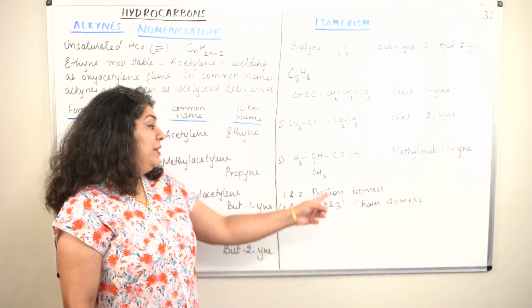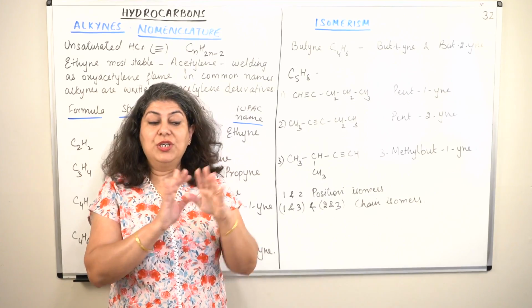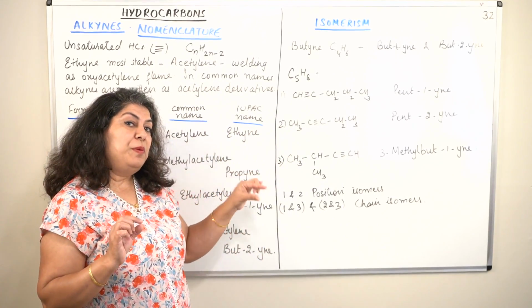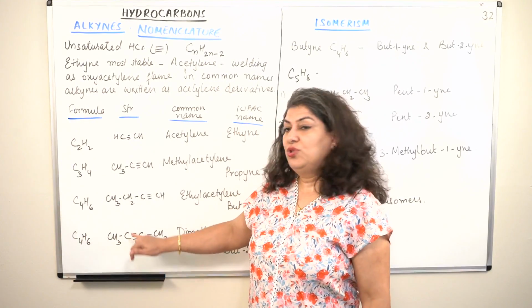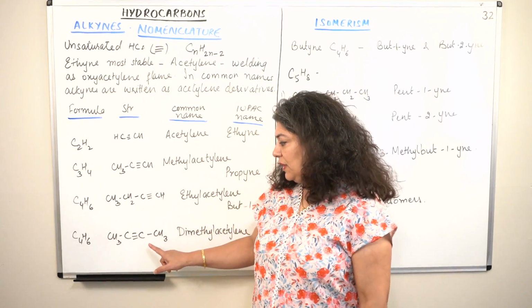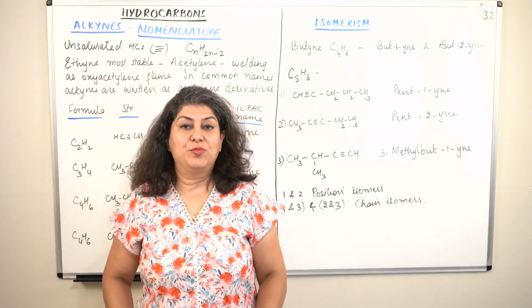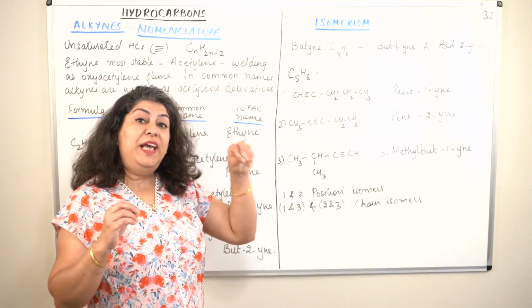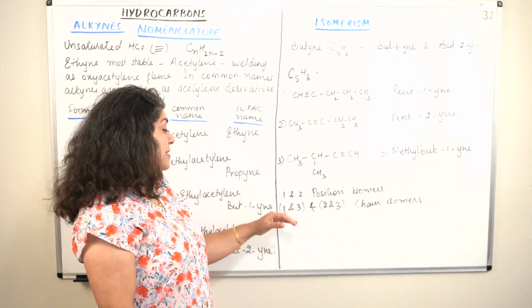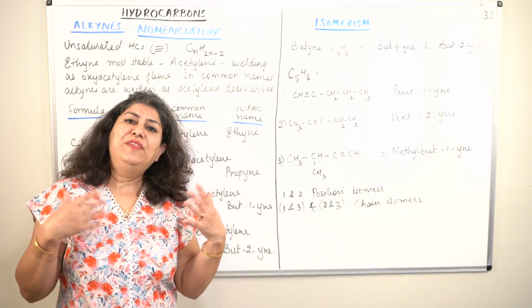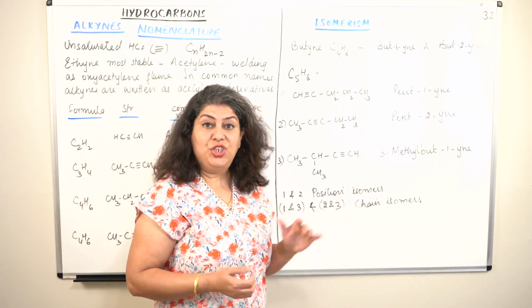What does that mean? When the position of the triple bond, since we are talking of alkynes here and our focus is the triple bond, if the position of the triple bond is different, the isomers are known as position isomers. That was the case in but-1-yne and but-2-yne. The position of the triple bond was different. So such isomers are known as position isomers. And if the carbon chain itself is branched and has a different structure, those isomers are known as chain isomers, that the chain itself is different in their case.